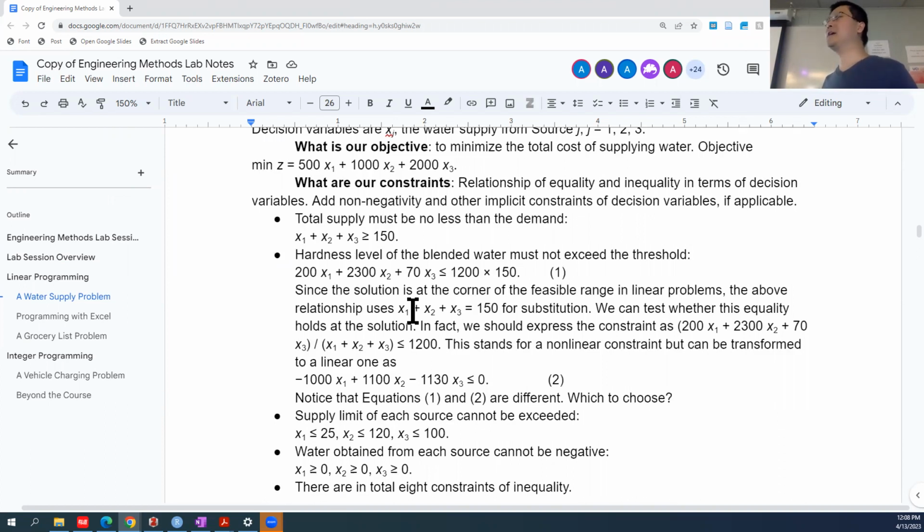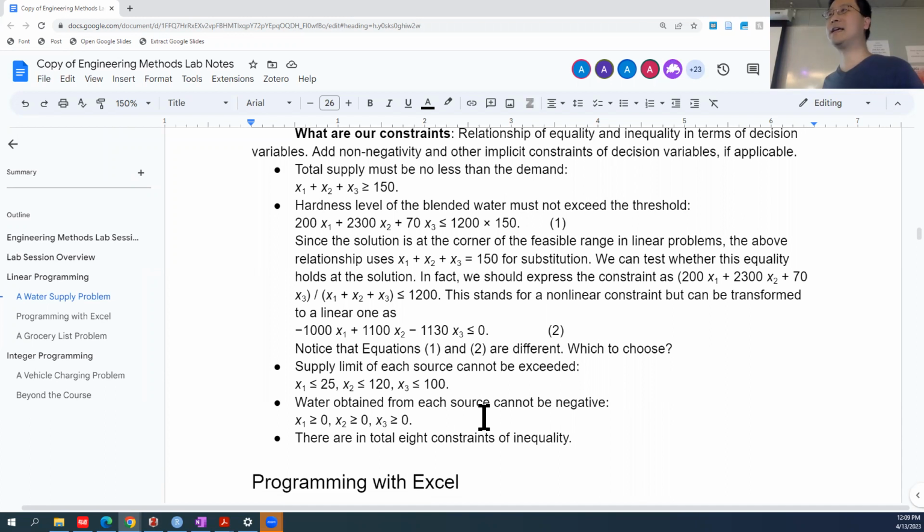How about step four? How do we incorporate all the pieces of constraints that we were given? As we demonstrated earlier through reading the prompt of the question, we know that there are at least three components of the constraints. First is that we want to meet the daily demand, right? So our supply should be at least as large as the demand. And the second is we want to meet some hardness requirement. This means our water cannot be too hard, so there's a maximum threshold we want to satisfy. And a third component is about the supply limit. So these cannot be exceeded.